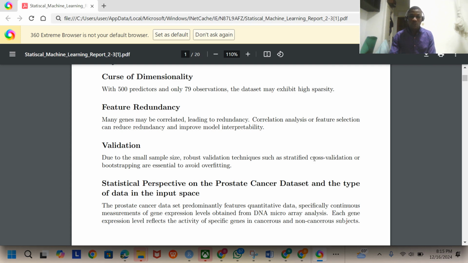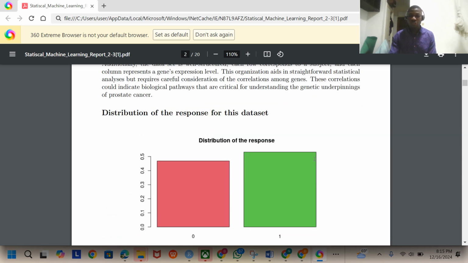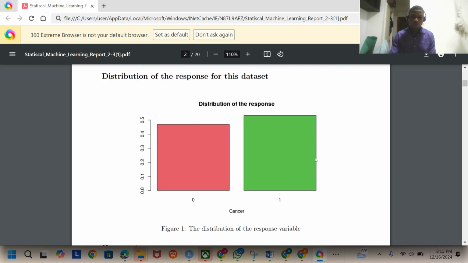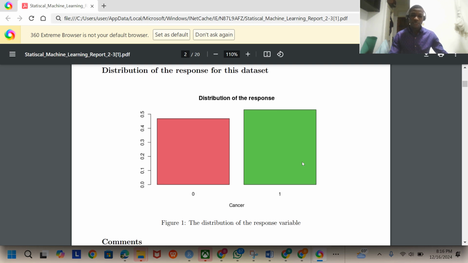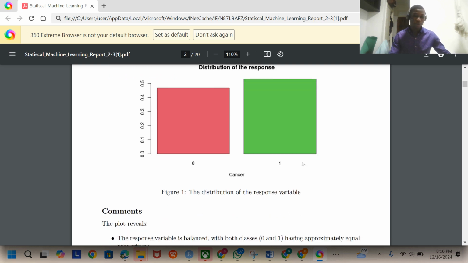So first of all, I have to look at the classification, or the distribution, of my response variable. I ran this plot to know whether the class, which is the response variable, where 0 means a person is not having and 1 means a person is having, is a balanced or an imbalanced response variable. And clearly it was a balanced response variable.